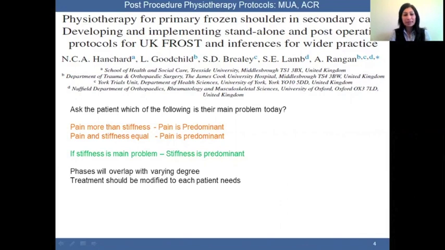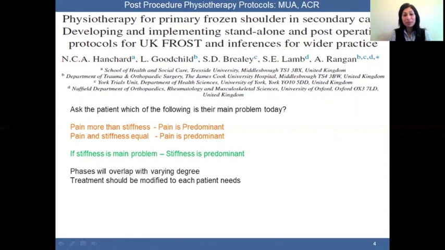In their proposed guideline, they mentioned that patients should be rehabilitated in the post-operative phase based on their presentation in the clinic. If a patient presenting in the clinic complains of pain being more predominant than the stiffness, or pain and stiffness equally being a problem, then they are in the pain predominant phase, and their rehabilitation should be based on that. If a patient complains of stiffness being their main problem, then their rehabilitation should be based on the stiffness predominant phase. These two phases will overlap with each other at varying degrees.